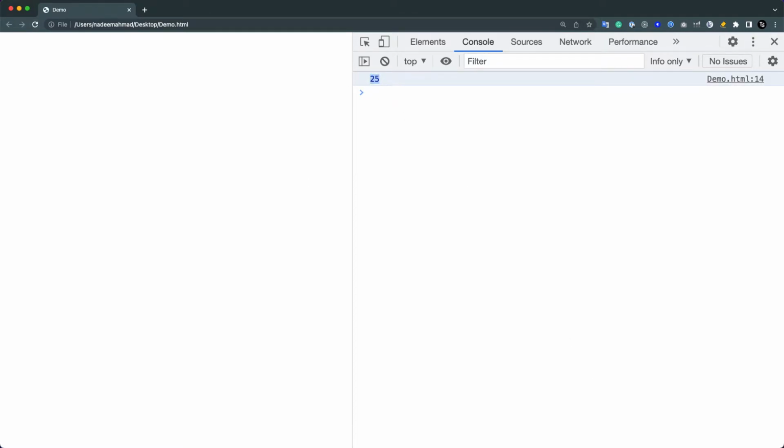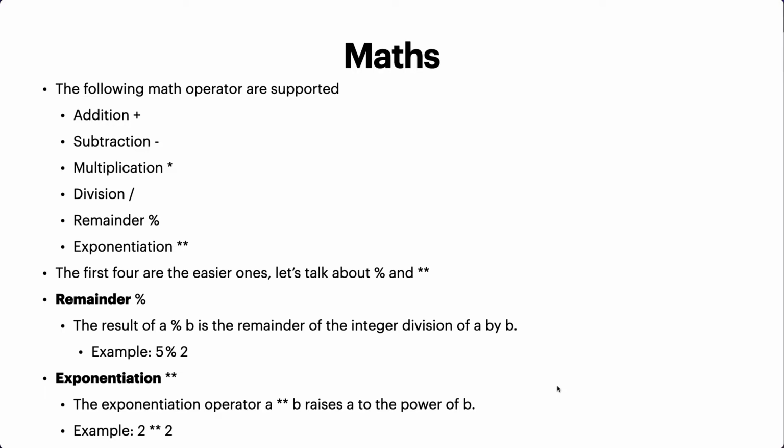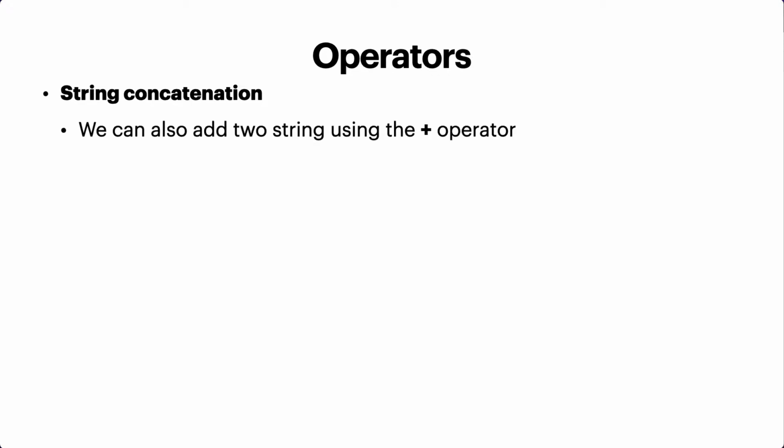So this is how the exponential operator works in JavaScript. Let's get back to operators. String concatenation. This is a really interesting topic. We can also add two strings using the plus operator. Wow, this is not normal.